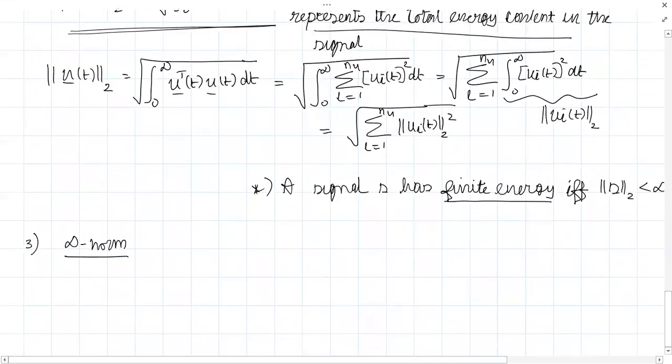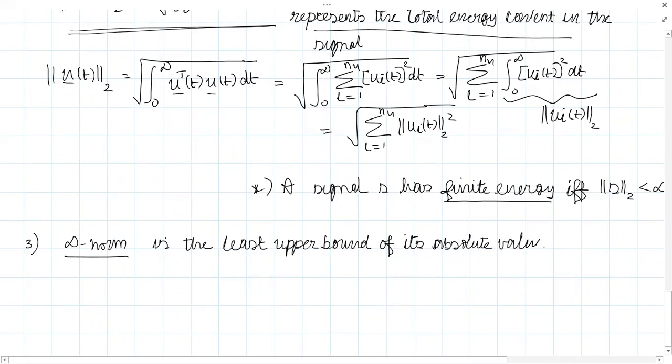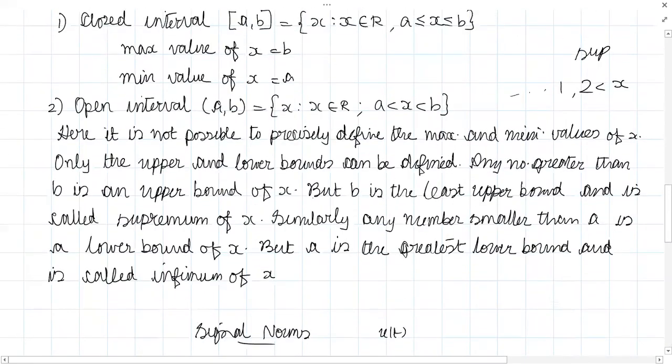So now the last one is the infinite norm. The infinite norm of a signal is the least upper bound of its absolute value. That means the infinite norm is the supremum. What is the least upper bound? I already told you, the least upper bound is also called the supremum.